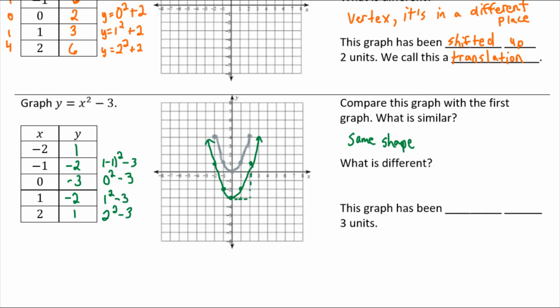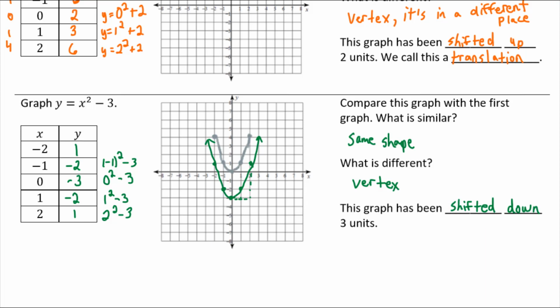So what's different about them is that they have different vertexes. Technically, the plural of vertex is vertices. So if you're thinking you're going to make fun of me for saying vertexes, I apologize. This graph, our technical language for it, has been shifted down 3 units.